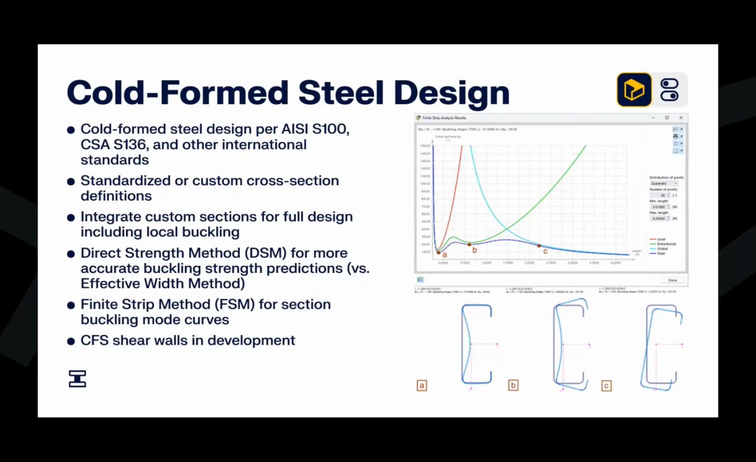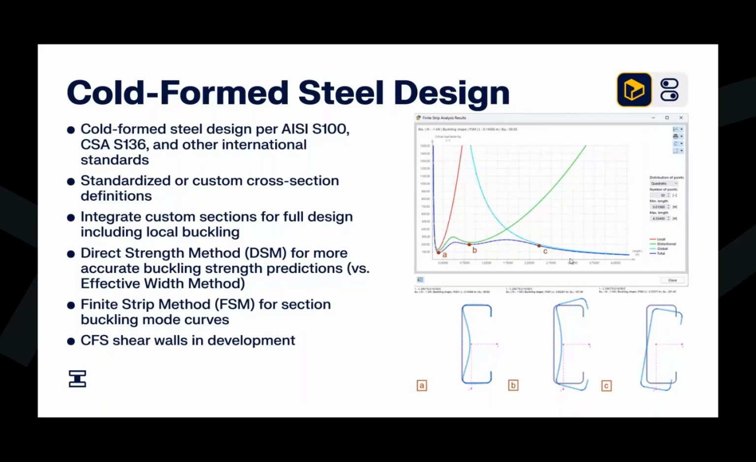Now, within this, we also utilize the finite strip method for section buckling mode curves. So for every cross section, whether it is from the standard or it's a custom cross section, you can see over here on the right hand side that with the finite strip method, we will display the local, distortional and global buckling curves. You can even see the distorted shape here as well, and we come up with the total curve, which is ultimately used in the design workflow according to these standards.